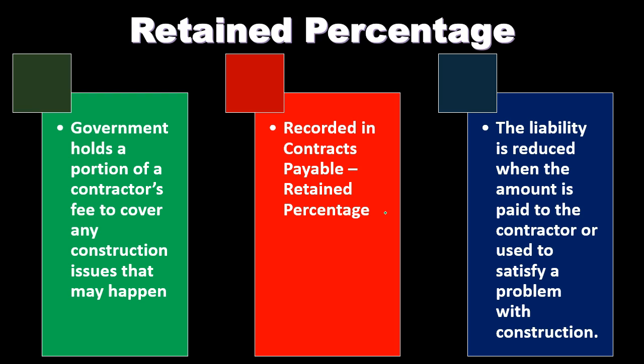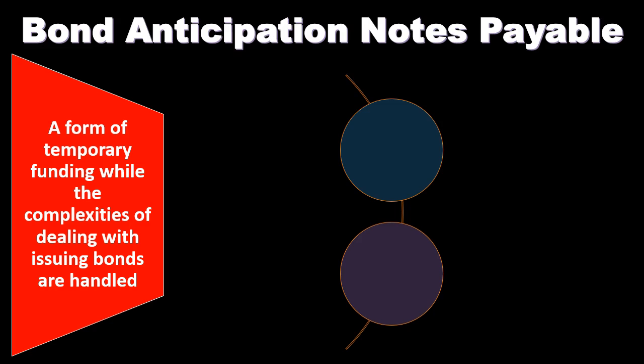Typically that is going to be the terms. We're going to say, hey, we're going to hold on to our retainer, and we know you've earned it. We're going to hold on to it until you complete the project, and then if there's no problems related to the project, then we'll pay you out whatever's owed to you at that time, plus the amount that we have retained. Now we'll discuss a bond anticipation note payable.